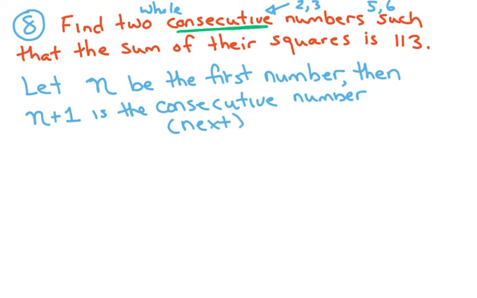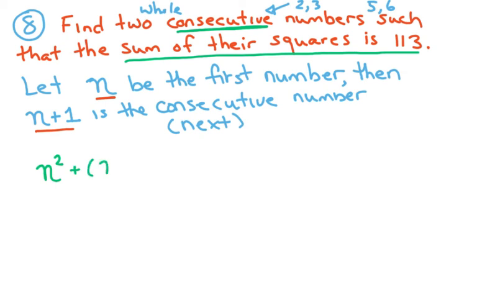Now, that is half the battle right there. So please let this be a problem that you can solve. Now, we know something else. The sum of their squares is 113. What does that mean? It means if we square both of these numbers, it equals 113. That's the key. Now, all we have to do is multiply this out and solve. So what do we get?